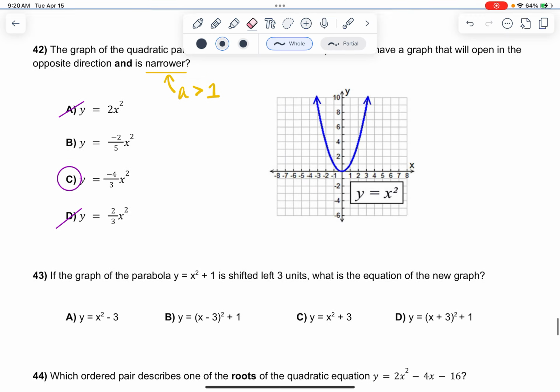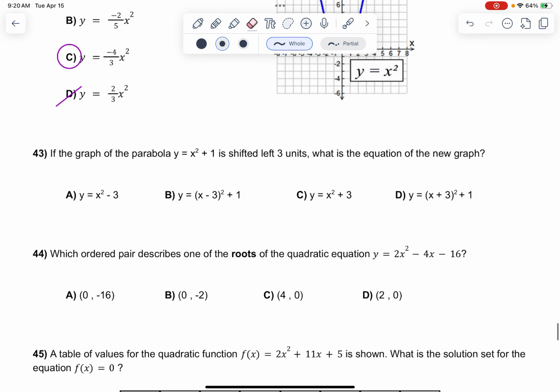All right, here we go. Looking at number 43. If the graph of the parabola of y equals x squared plus 1 is shifted left 3, what is the equation of the new graph? All right, well, remember, shifting left 3, that is a horizontal movement. So it has to be inside with the x if I'm moving left or right. And remember, it's always the opposite. So I know that whatever function I pick, if it's going left 3, it has to have an x plus 3 squared somewhere in there, okay? And there's only one answer choice that has that, and it's D, okay?